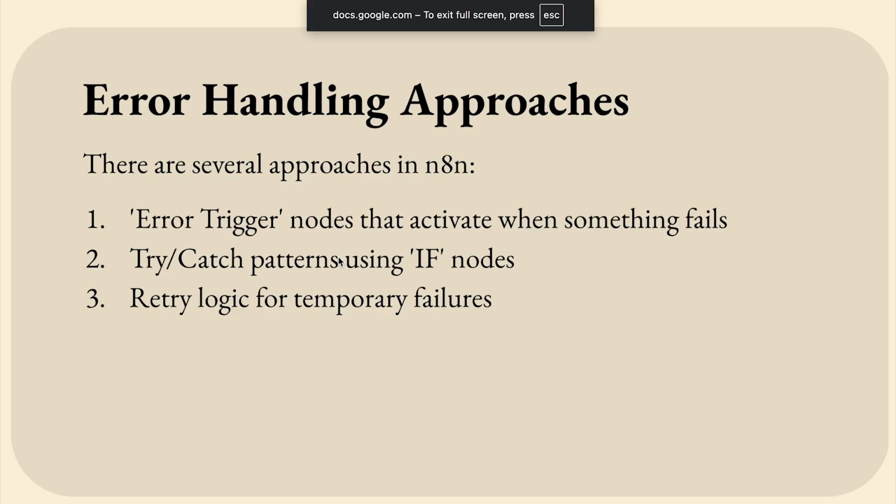Now let's make our workflow more reliable by handling errors. This is a very crucial step where you need to improve your workflow success rate. There are several approaches in n8n. There is an if node that will handle this try-catch pattern, there are error trigger nodes that activate when something is failing, and there's also retry logic that you can use to handle temporary failures. Now let's implement a basic retry system.